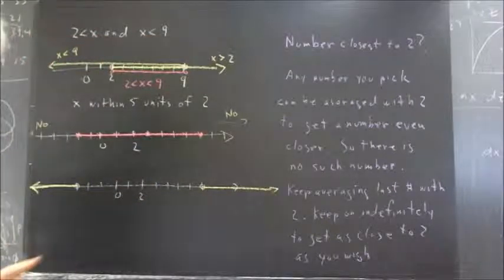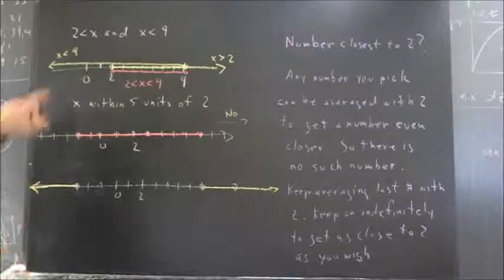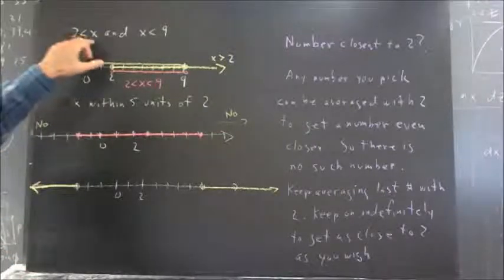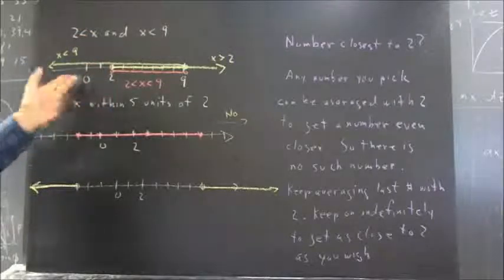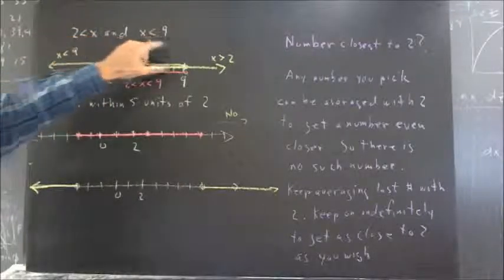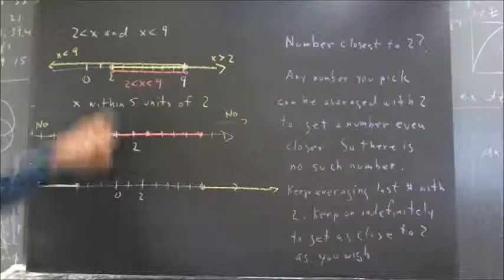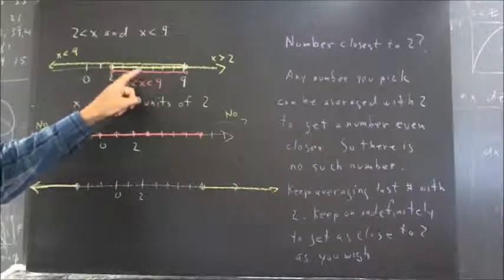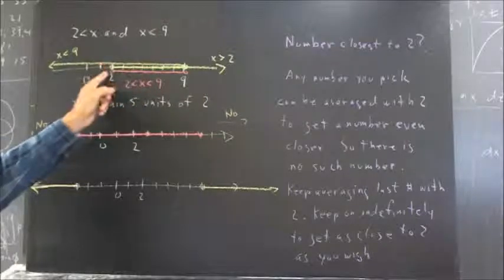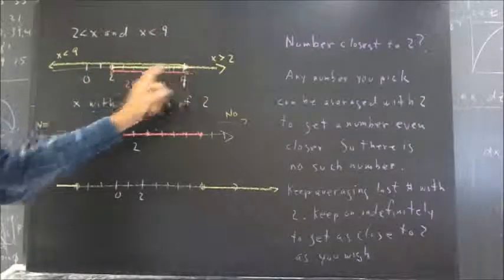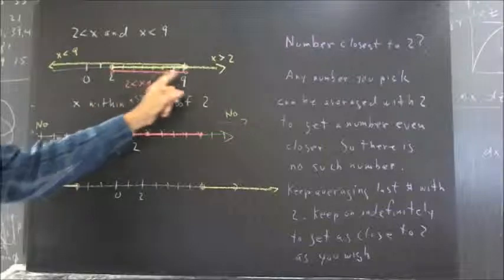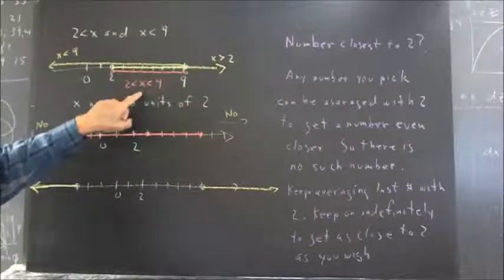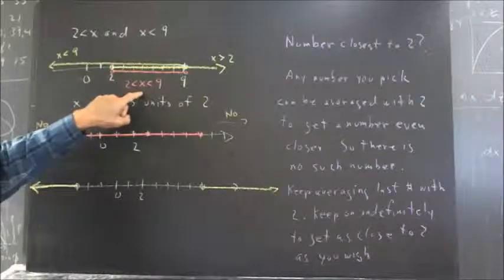Now, let's think about this logically. If I'm here, is 2 less than x? No, it isn't. So we certainly can't say that 2 is less than x and x is less than 9. What about here, between these 2 points? Well, yeah, anywhere between these 2 points, 2 is to the left and 9 is to the right. So any point between here and here satisfies this condition. So that's the region that I indicate.